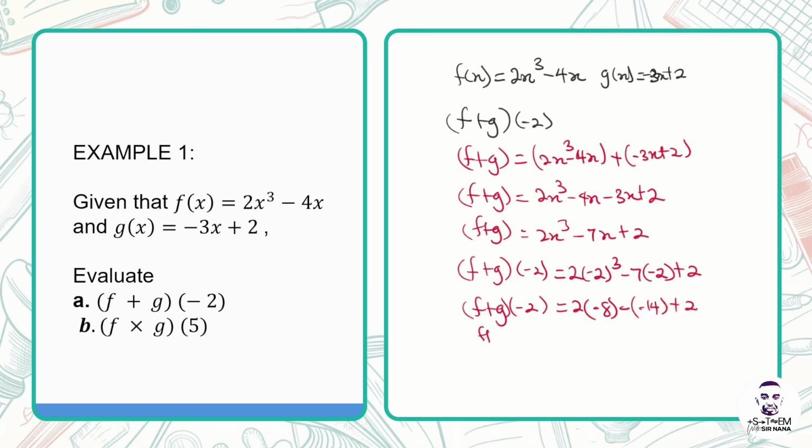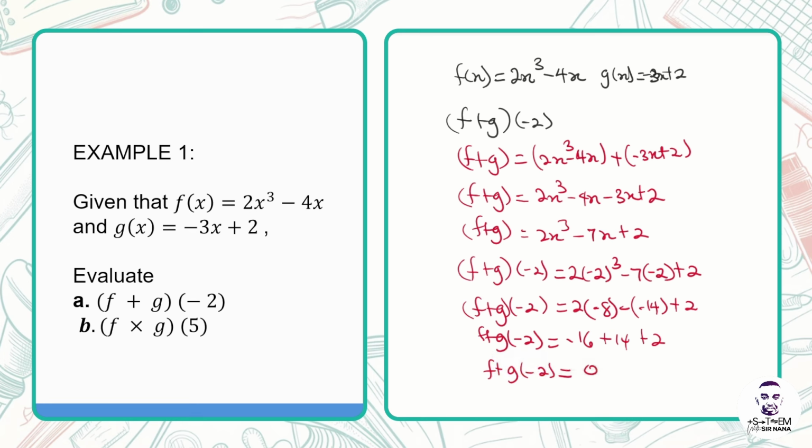So it means that our f plus g of -2 gives us 2 multiplying -8, which gives us -16. And then minus times negative gives us positive 14, and then plus 2. And we know that 14 plus 2 gives us 16. 16 minus 16 will give us 0. So f plus g of -2 will be equal to 0.